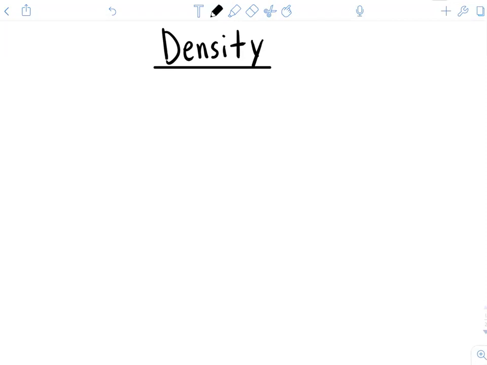Hey everyone, in this video we are going to be talking about density. So the first thing that we need to know is what exactly density is.